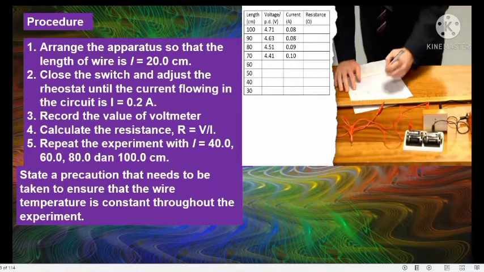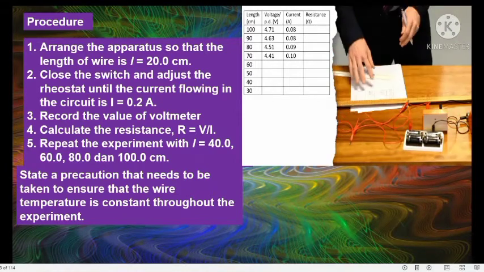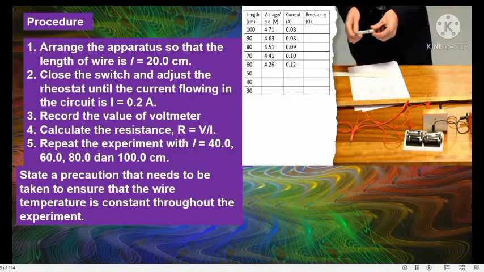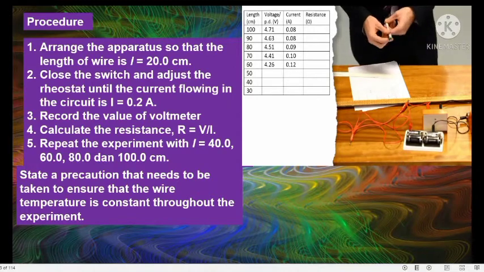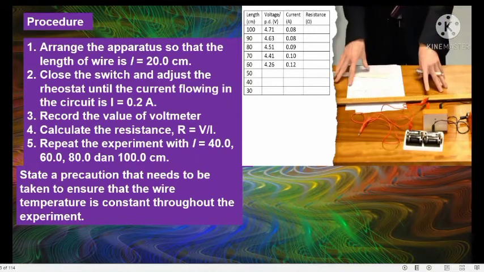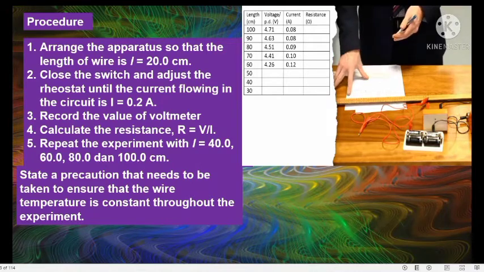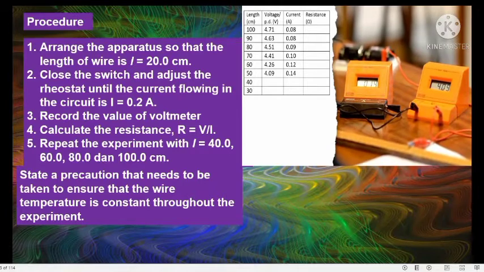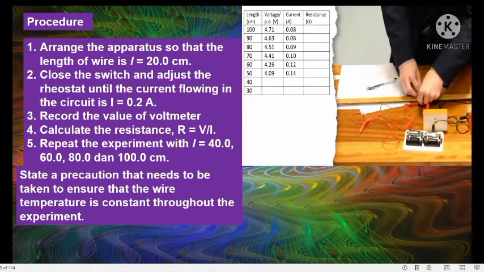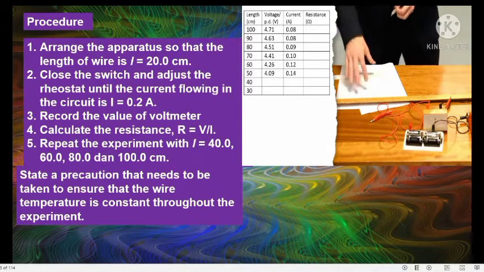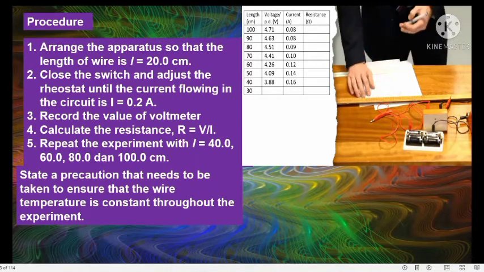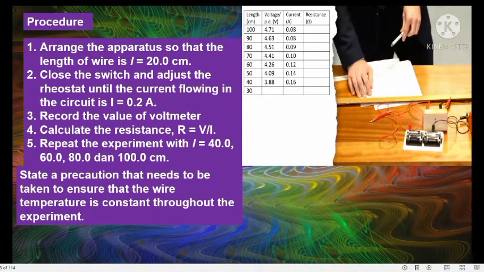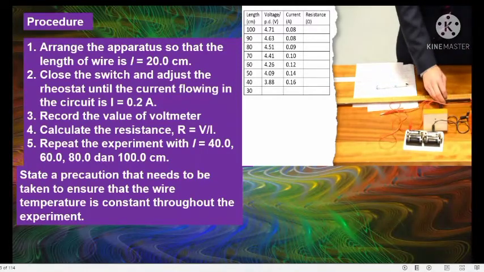Okay, for 90 cm we get the reading of the voltmeter is 4.63, current 0.08. For 80 cm we get voltage 4.51 volt, current 0.09. For 70 cm, we get 4.4 volt and current 0.10. For 50 cm, voltage 4.09, current 0.14. For voltage 3.88, we get current 0.16. And then for 30 cm, we get voltage.